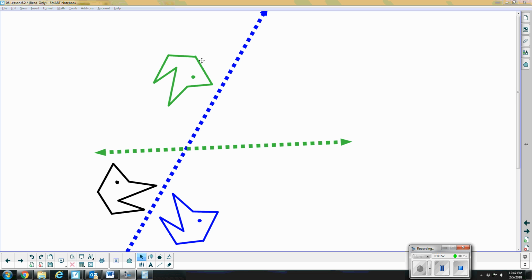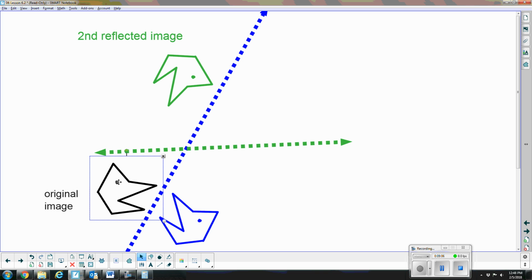All right, so again, the 2 images I'm going to focus on are the green one and the black one. The green one is my second reflected image, and my black one is my original. So in my original image, I'm going to focus on this dot right here, right in the middle of the figure, that's my point that corresponds with my green image. And in your intersecting lines, this point right here, that's the point of intersection.